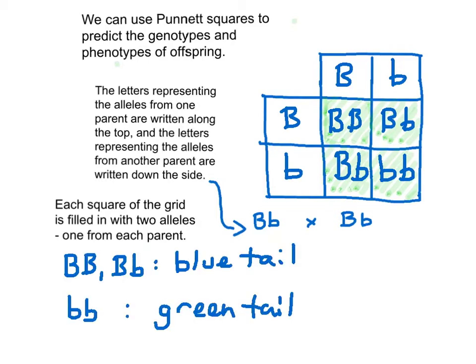And if we remember that if an individual has a dominant allele, it will have a blue tail. If it has two recessive alleles, it will have a green tail. We can see that in this cross, approximately 25% of offspring will have green tails.